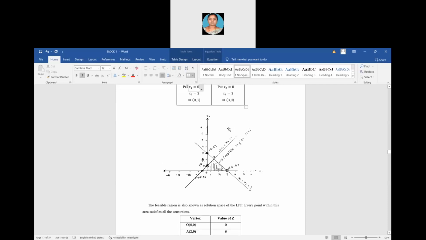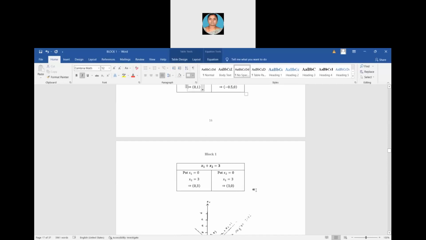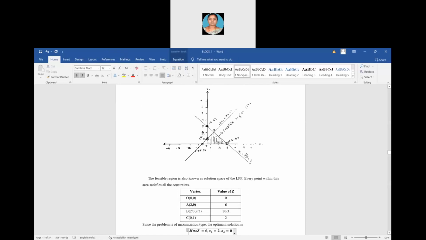And for the next coordinates, they are 0 comma 3 and 3 comma 0. 0 comma 3 means x1 equal to 0 and x2 value is 3, so you will get this point 0 comma 3, and 3 comma 0 you will have here. You can join these two coordinates and name the line x1 plus x2 equal to 3, because from that equation only we got the two coordinates. So you have to write it on the top of that line, x1 plus x2 equal to 3.